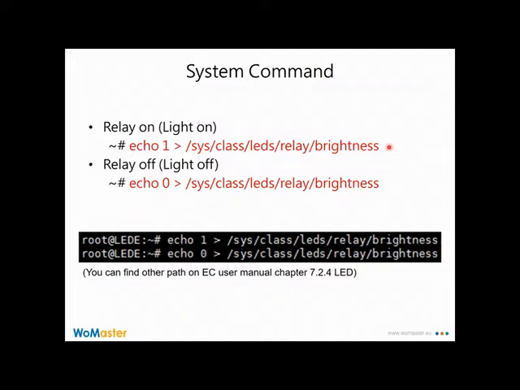We are using the list command echo to do so. 1 means to turn on, 0 means turn off, and the last parameter is the path of the file system on our platform. For other paths, you can refer to the user's manual of the EC series. By this command, the relay can be sent to control the light. Back to the NodeRED.